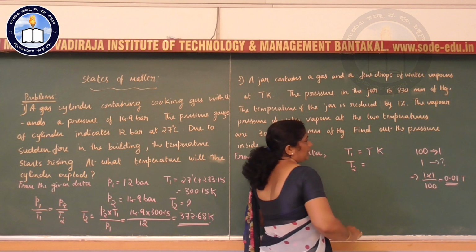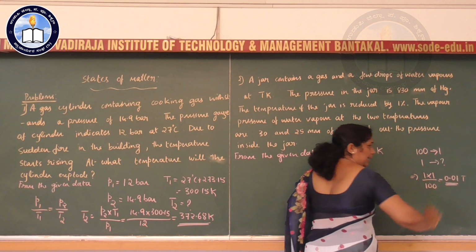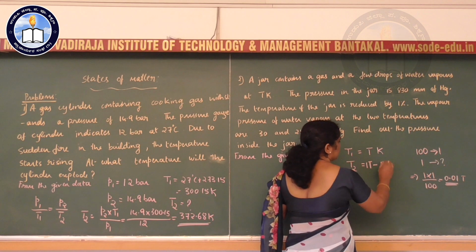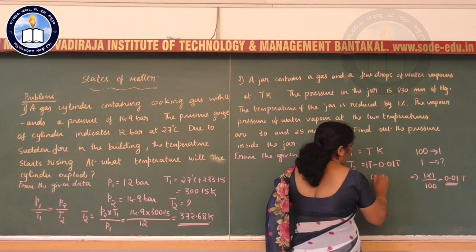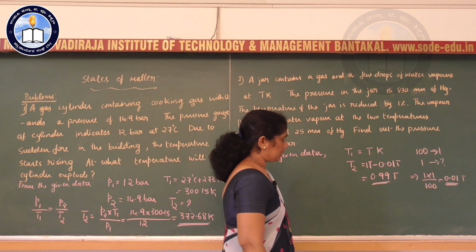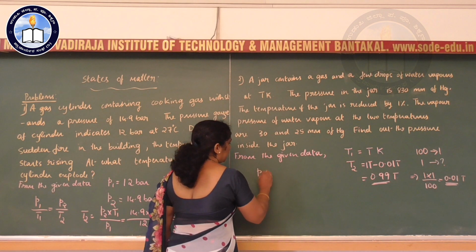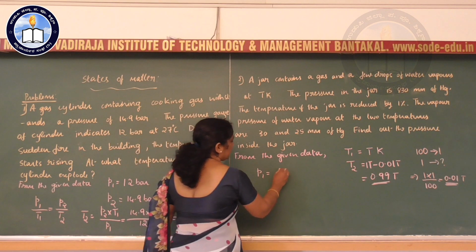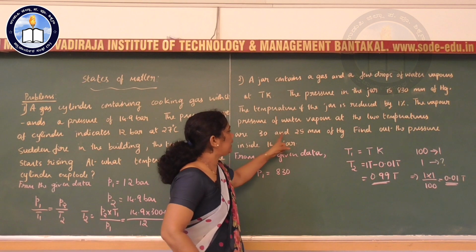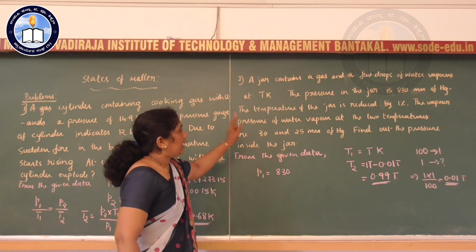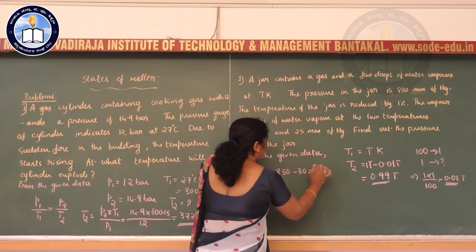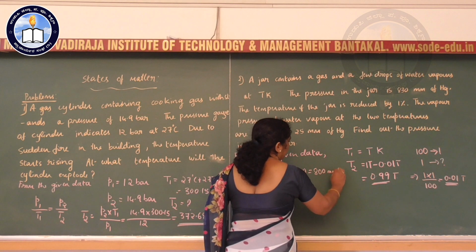Now what should we do for T2? We have to reduce that 1% less from this. 1% less means 1 T Kelvin is 0.01. So I reduce 1 T minus 0.01 T. We get 0.99 T Kelvin. So we can write 0.99 T temperature. What about pressure? Initial pressure, how much is given? 830. But the vapor pressure of water vapor at the two temperatures are 30 and 25 mm of Hg. What do we need? From the total pressure we have to subtract the water vapor. Water vapor is 30, so initial was 30. So 830 minus 30 is equal to 800 mm of Hg.